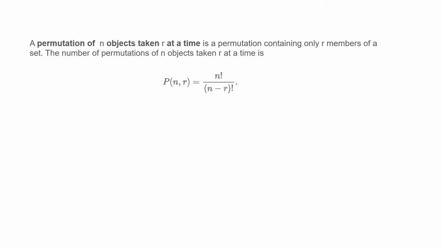Sometimes I have a whole set, but I don't want to pull everything out. I just want to pull only a certain number out. So we call this a permutation, if the order matters, of n objects taken r at a time. It's a permutation containing only r members of the set. Okay, so I'm not taking all the members of the set, all n of them. I'm only going to take a certain portion, r of them. And I have this formula for finding that.